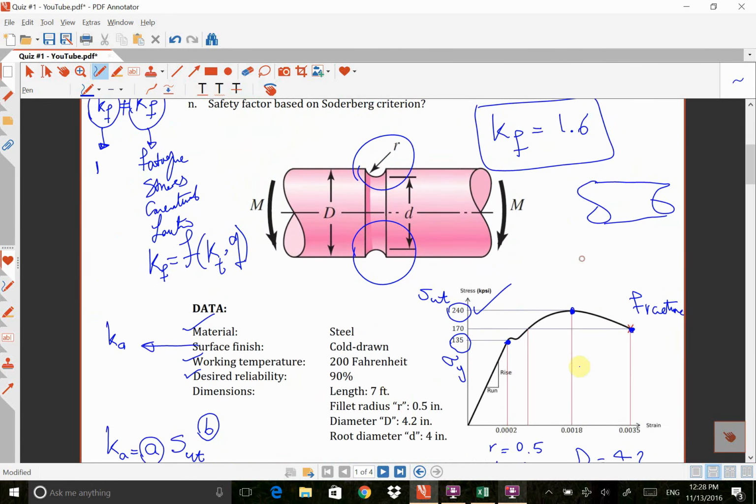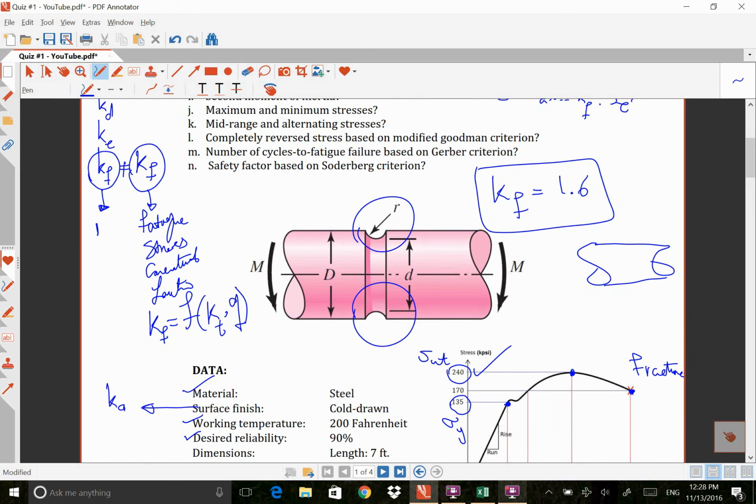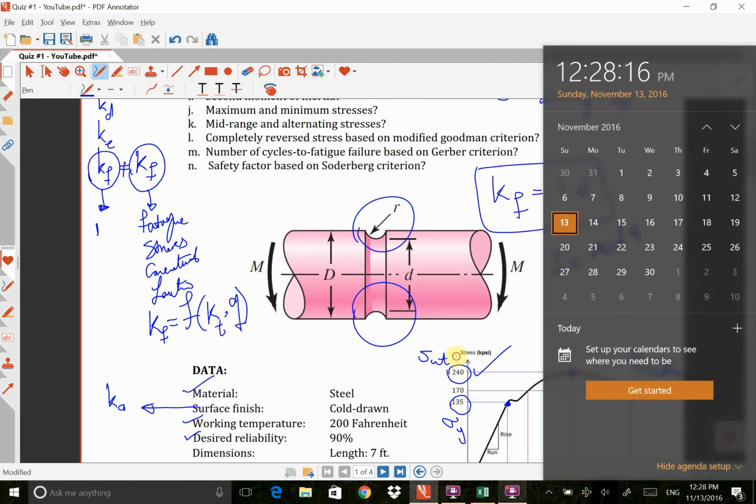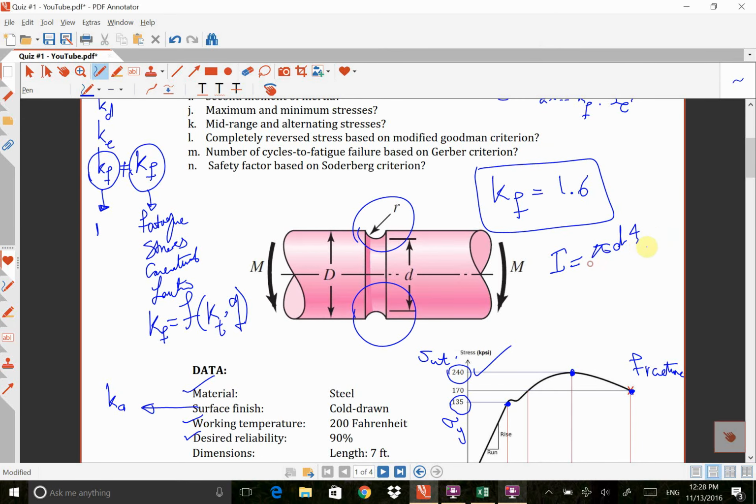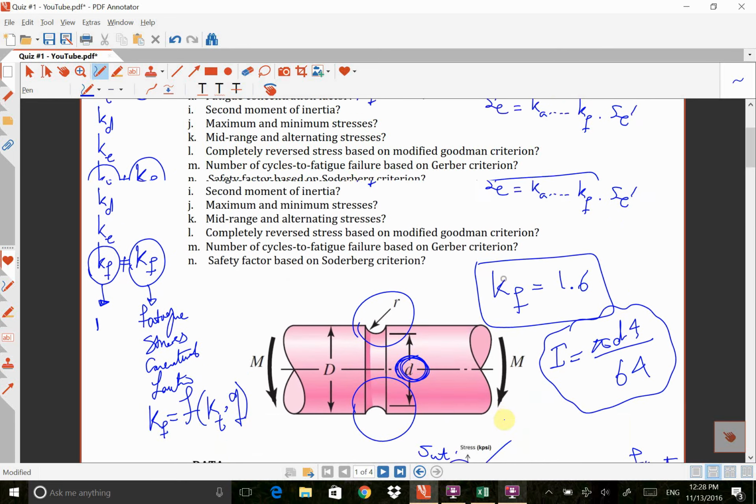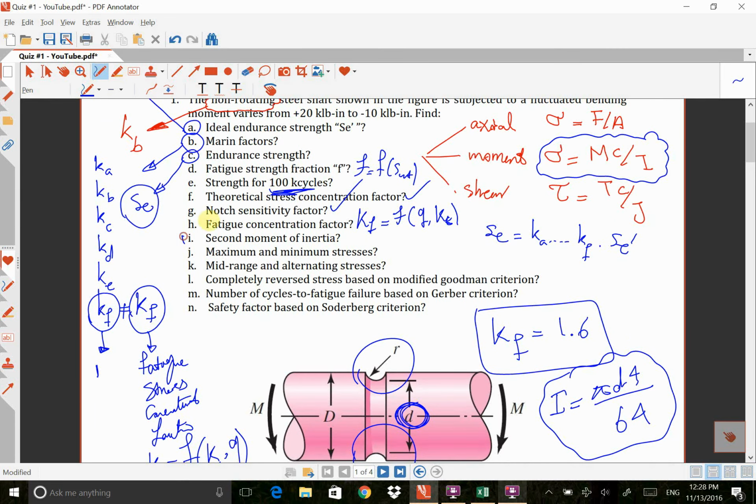Okay, second moment of inertia, because I want to find the force here. So second moment of inertia for this case will be pi d to the power of 4 divided by 64. And that's important that we are using this d, not the biggest one. This d has to be used for finding the second moment of inertia, this one.